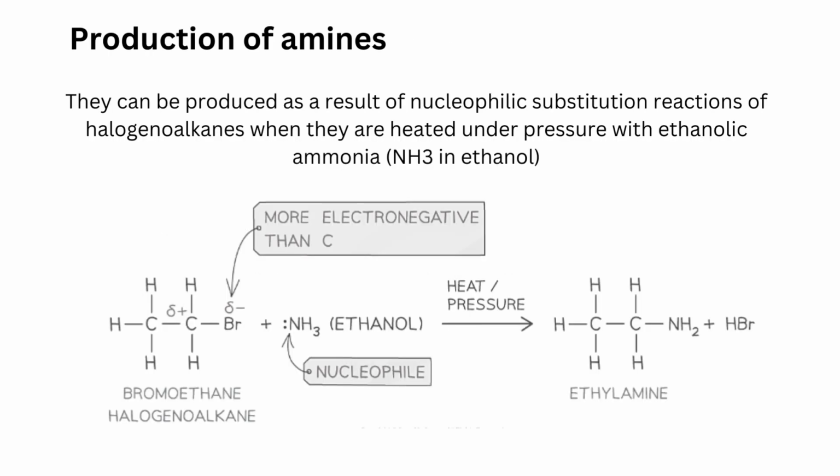Production of amines. They can be produced as a result of nucleophilic substitution reactions of halogenoalkanes when they are heated under pressure with ethanolic ammonia, that means NH3 in ethanol. As you can see here, the reaction of bromoethane and alcoholic ammonia in presence of heat and pressure gives you ethylamine and HBr.